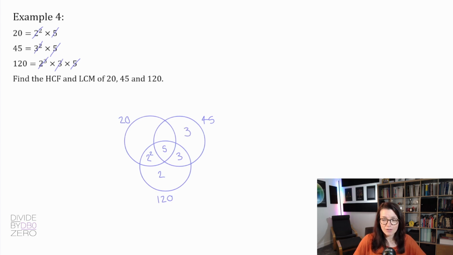Once you have your Venn diagram, you just choose the parts that you need. So for HCF, we just want the overlapping part. And in this case, there's only one number in there, just 5. So the highest common factor will be 5.